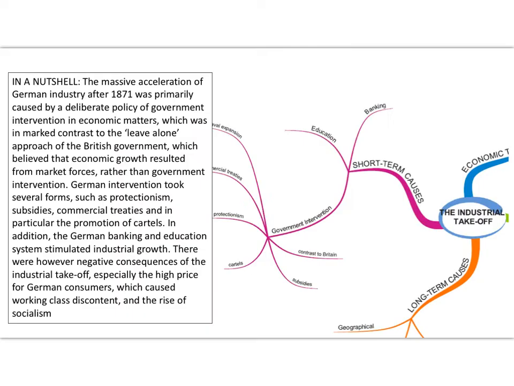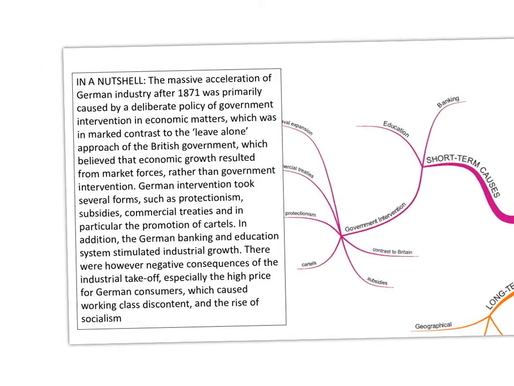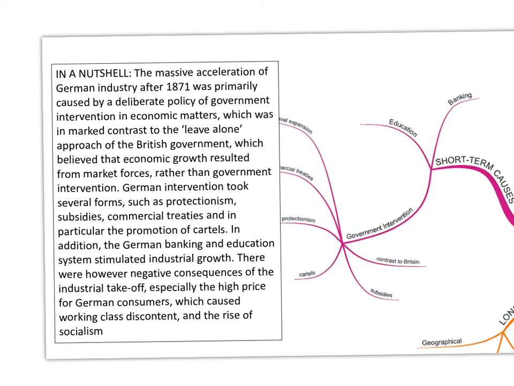Okay, so those are long-term issues. So the short-term issues, and this was the point that we reached. In a nutshell, the massive acceleration of German industry. Nice word to use, that word acceleration, looking for those key terms. The massive acceleration of German industry after 1871 was primarily caused by a deliberate government policy of intervening. These are key words that I'm underlining, that you should be transferring onto your mind map somewhere.